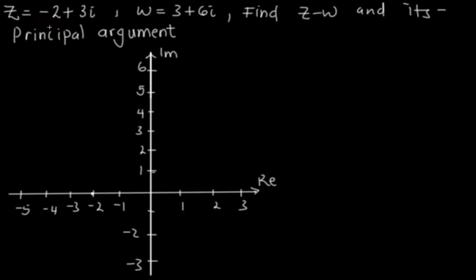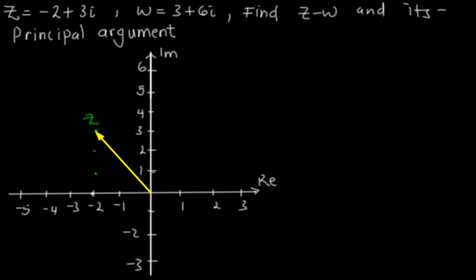Now it is very clear that Z is equal to negative 2 plus 3i, implying that from the origin we are going to move 2 steps backwards and then 3 steps upwards. So this is the origin and these are the 2 units, then 1, 2, and then 3 steps. Okay, this is our Z. So we connect Z to the origin simply because Z specifies its direction from the origin.